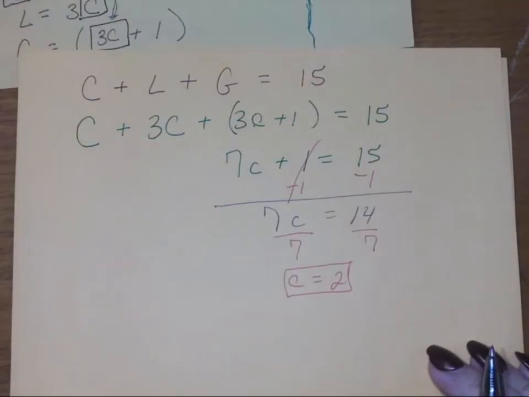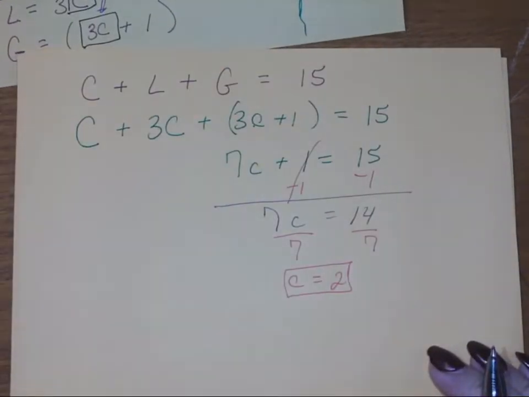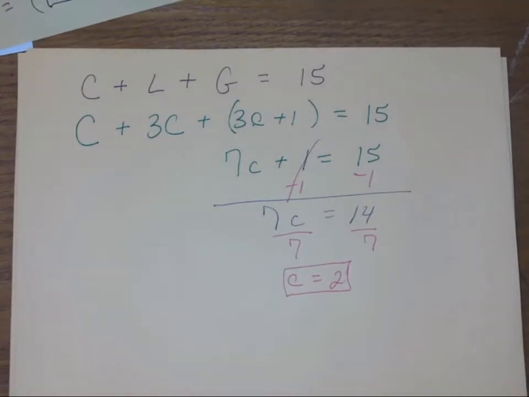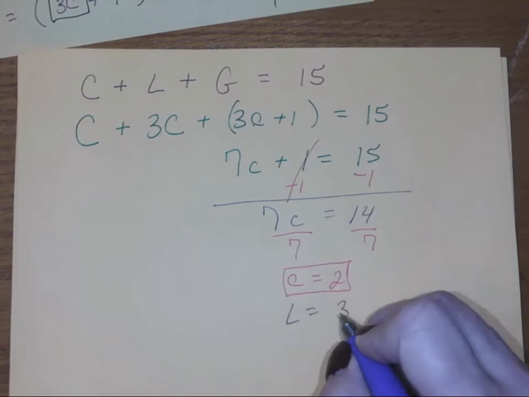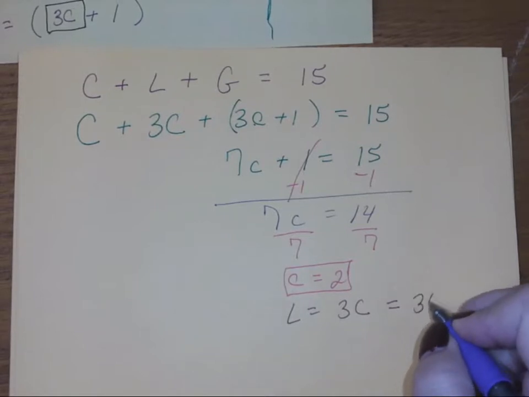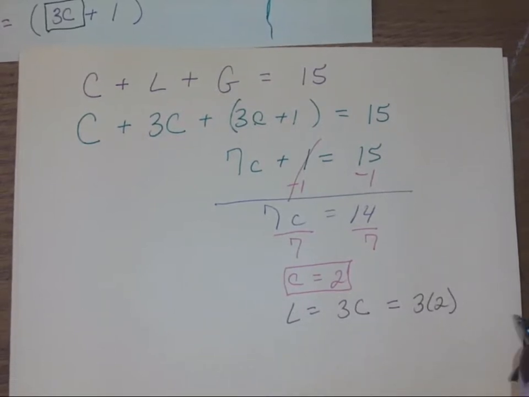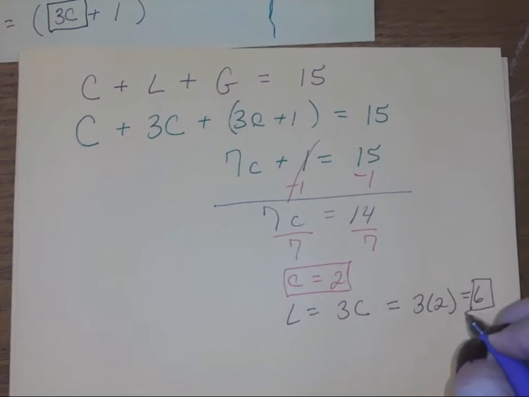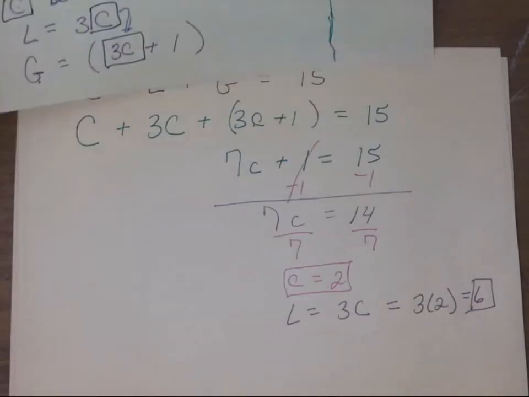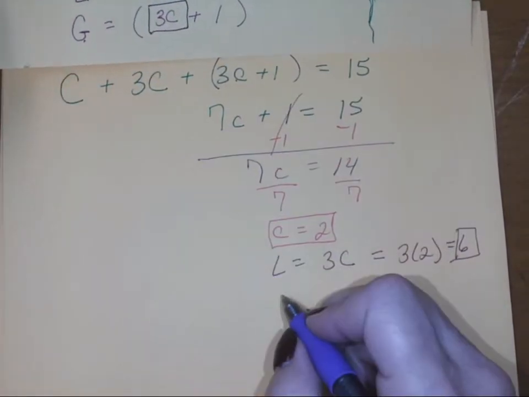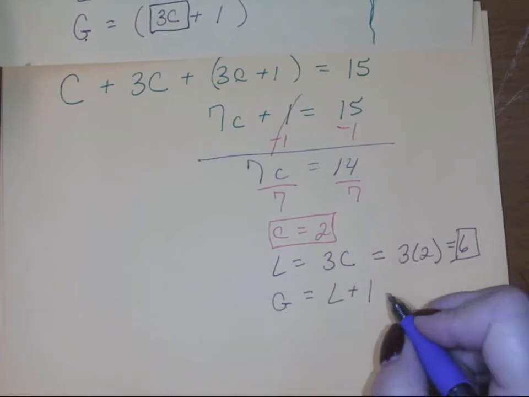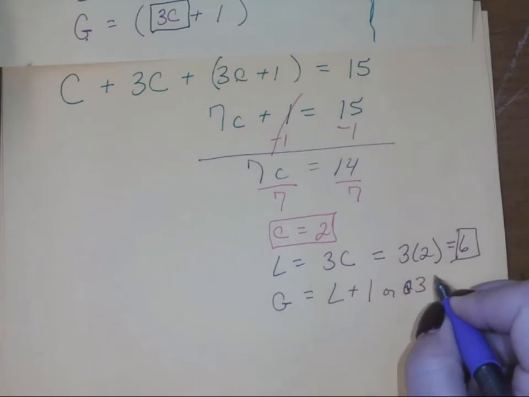Awesome. And I know that I should be able to find all of my insects this way, right? So let's back our way up. We know that ladybugs was 3C. Now we know that C is 2, so I need to back substitute. 3 times 2 is 6. So now I know that the ladybugs are 6, what I had earlier. And then last but not least, I know that grasshoppers is equal to ladybugs plus 1, or I had it as 3C plus 1, right?